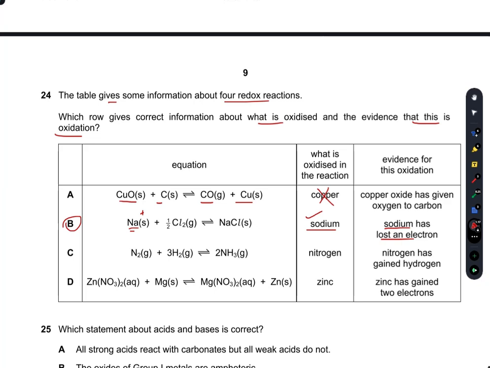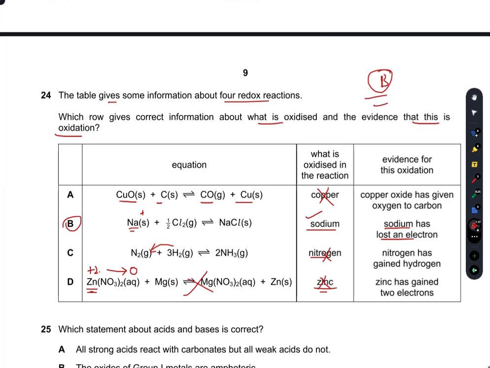So N2 plus 3H2 to form 2NH3. Now what is oxidized in this reaction? Nitrogen has now gained hydrogen, so it would be reduction here, so it is not oxidized. Similarly D is also incorrect because zinc here moves from positive 2 to oxidation state of 0, so zinc is reduced. Zinc has gained 2 electrons, so zinc is reduced definitely. So B is our right option.